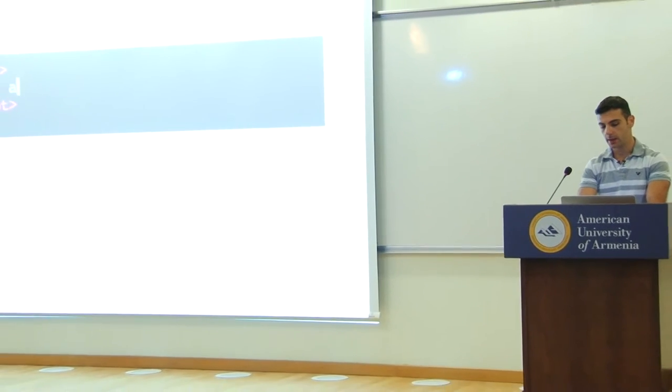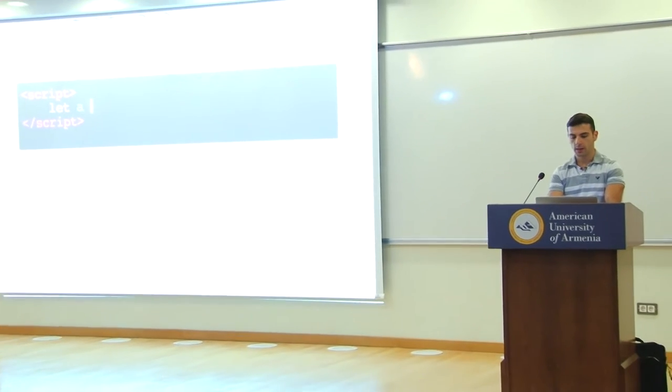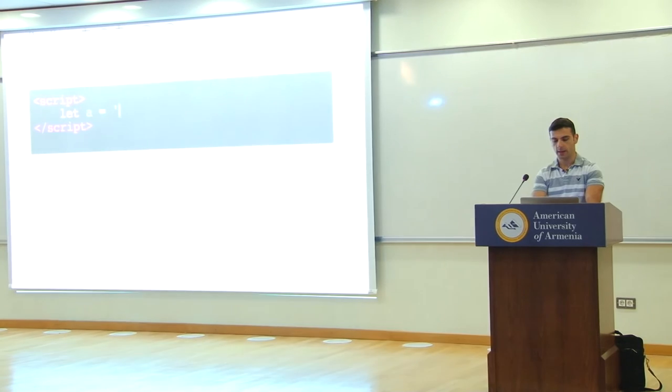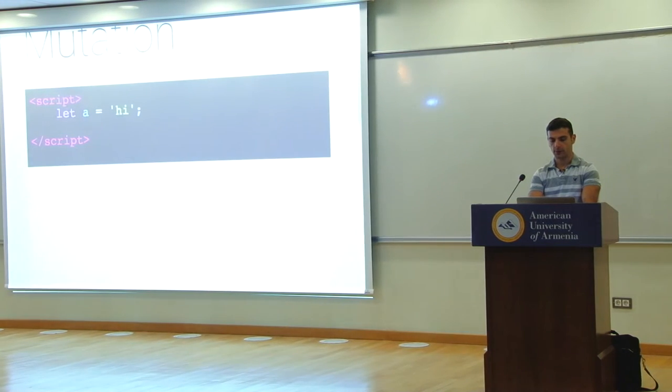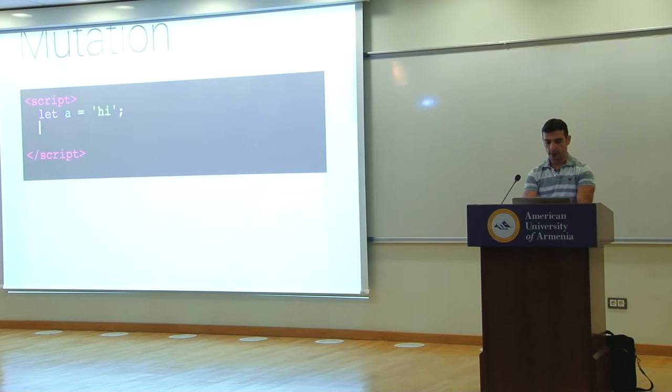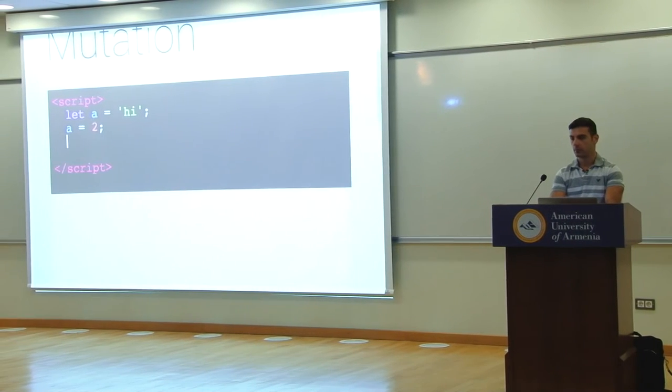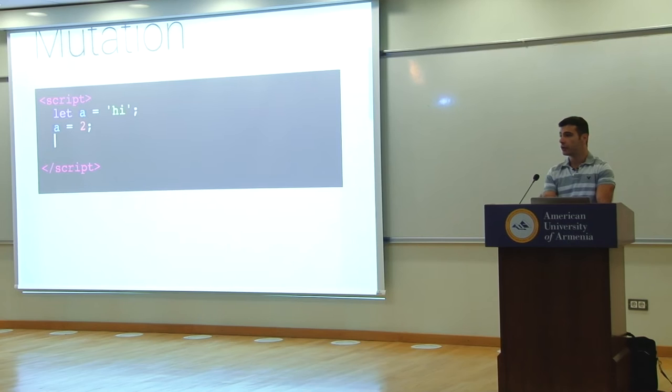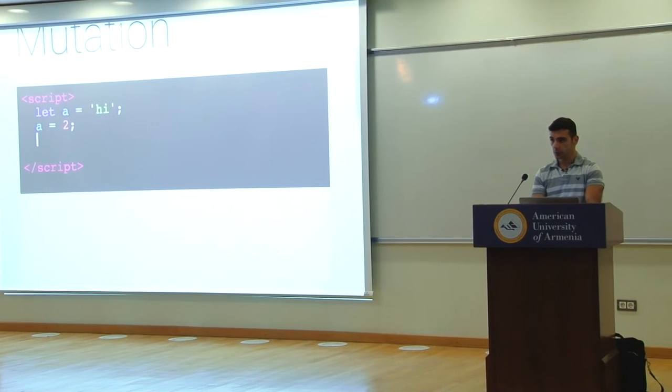So let's look at some code. As I mentioned before, we create variables, ones that can change, using let, right? So we do let a, with a being the name, equals some value, like "hi". Okay, so now a has a value of "hi" in it. But now I can do a = 2. A now has changed and now has a value of 2 in it.